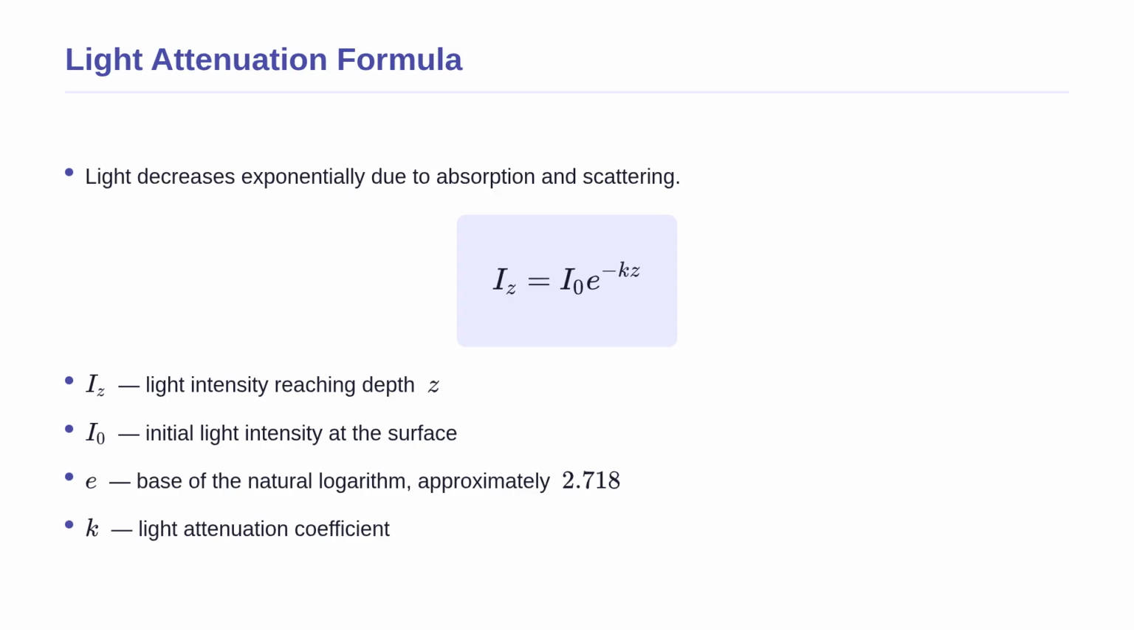In the equation, I sub z represents the light intensity reaching a specific depth. I0 is the initial surface light intensity. The constant e is the base of the natural logarithm. The symbol k is the light attenuation coefficient, which measures how quickly the water absorbs light. If the water becomes murkier, k increases, and the light reaching the bottom drops very rapidly.